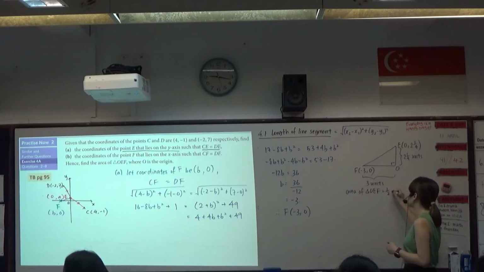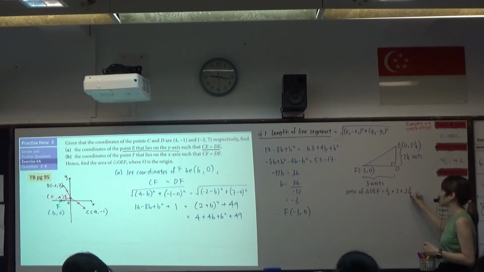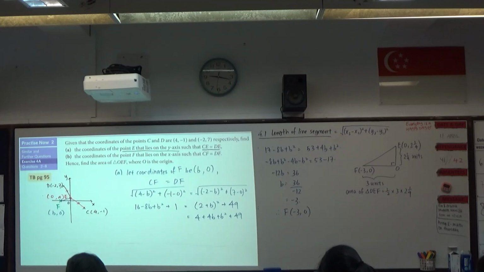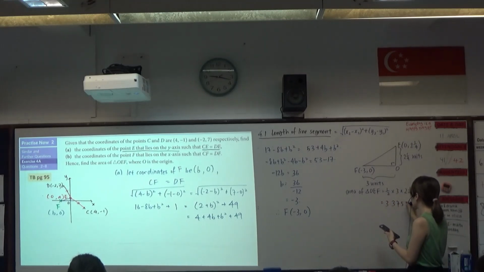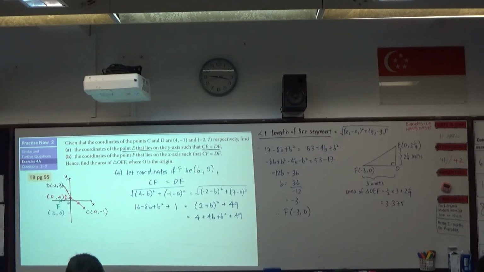So the area of the triangle will be half times 3 times 2 and 1 quarter, which gives us a value of 3.375. And the units will be unit squared, because it's area. Or you can put in fraction. So 3 and 3 over 8.